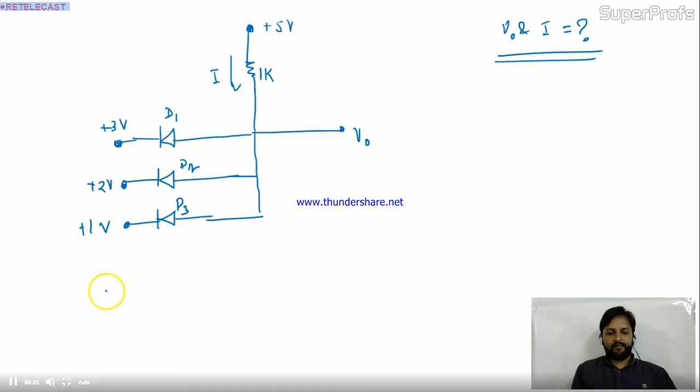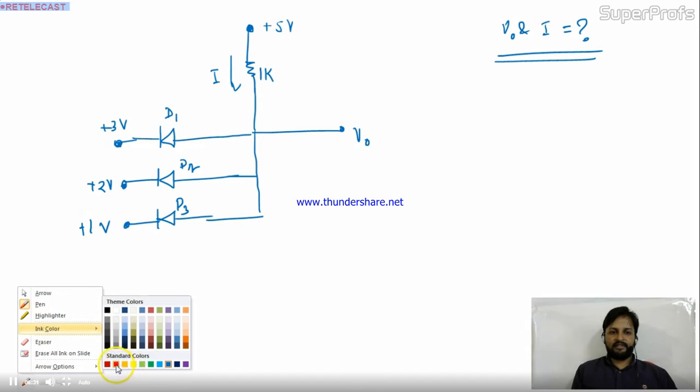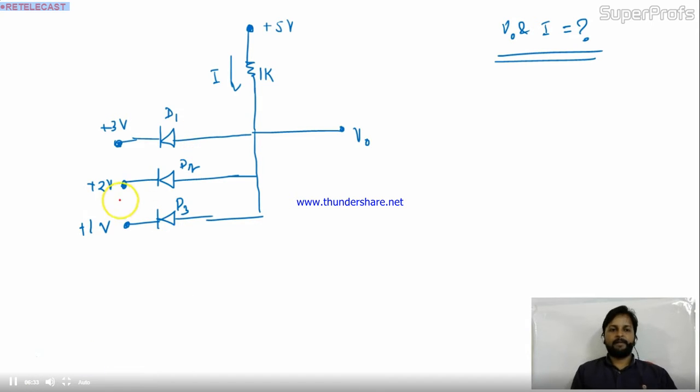Now again, you have to choose the approximation method. Let me change the color of it. Okay, fine. Suppose D1 is on. If D1 will be on, what will be the condition? This voltage will be 3 volt. If D1 is on, means short circuit, the node A will be 3 volt.